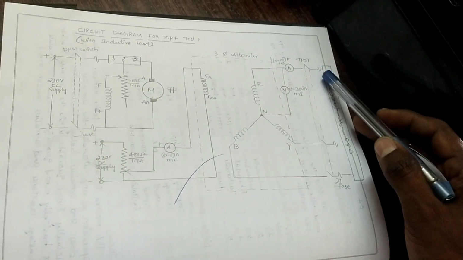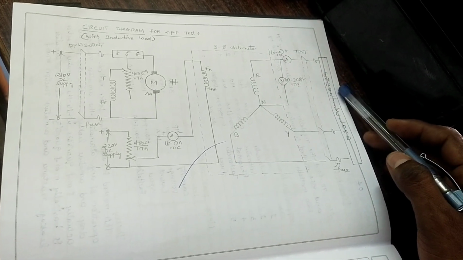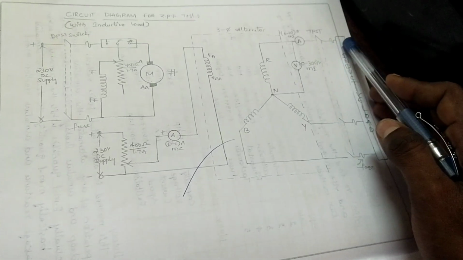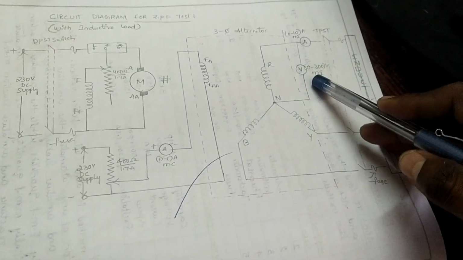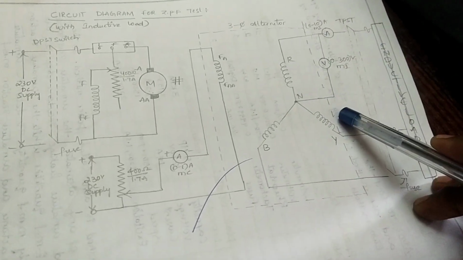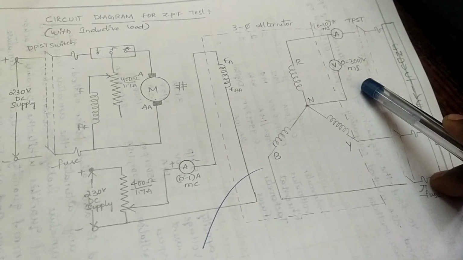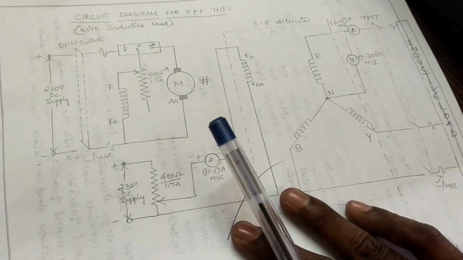Here the alternator's end phases are connected to an inductive load, a highly inductive load, and in series with one of the phases we have placed one ammeter in order to measure the short circuit current. Between phase and neutral we connected one voltmeter in order to measure the phase voltage. So this phase voltage is common, right?